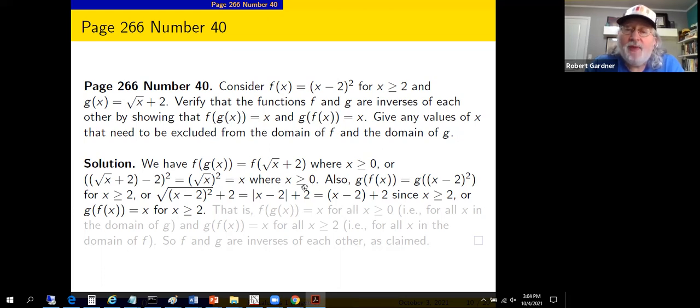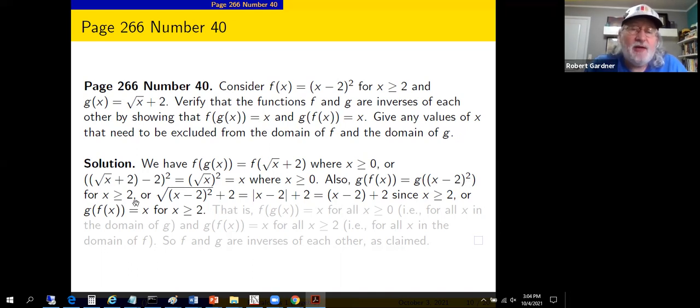But remember, x has to be greater than or equal to 0 because of the existence of the square root of x stuff that we had earlier. So this is the given values of x that we have to worry about. So indeed, f of g of x equals x, provided x is greater than or equal to 0. Let's do the composition in the other order, g of f of x. That'd be g of (x minus 2) squared.